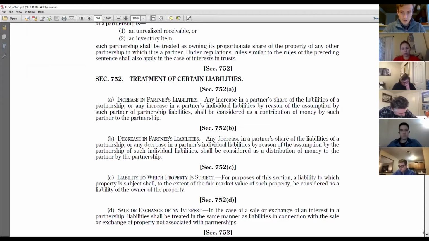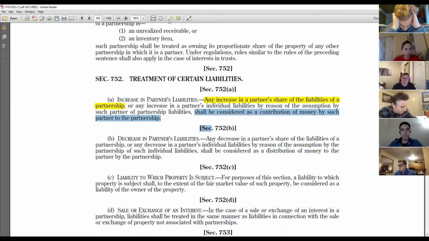So that's inside basis. What 752(a) does is give the partners outside basis for that debt. Right here, any increase in the partner's share of liabilities of the partnership shall be considered a contribution of money by the partner to the partnership. So it's a deemed transfer of money for tax purposes.